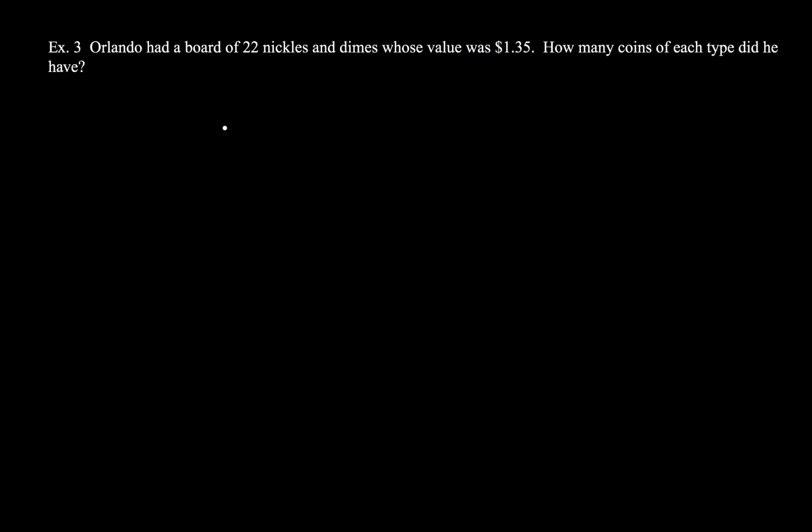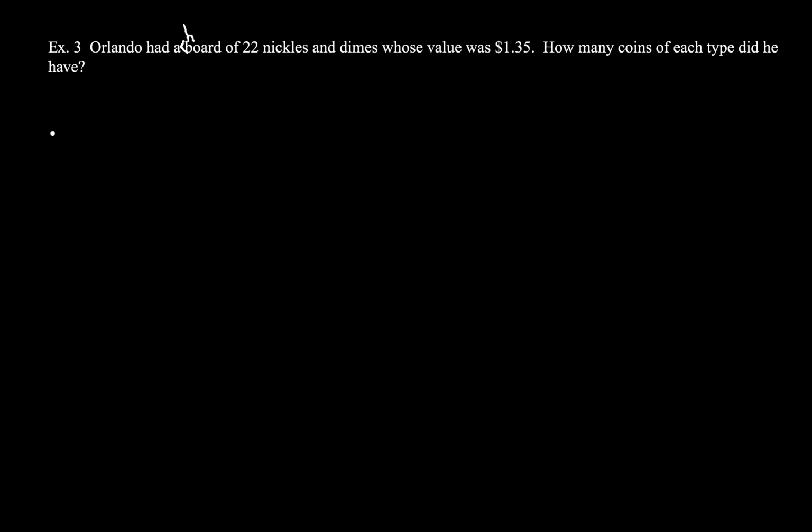Orlando had a board of 22 nickels and dimes whose value was a board? A hoard. That should be an H. That's funny. So that doesn't make any sense. Orlando had a hoard of 22 nickels and dimes whose value was $1.35. How many coins of each type did he have? Okay, this is more similar to the first one. So he has a hoard of 22 nickels and dimes.